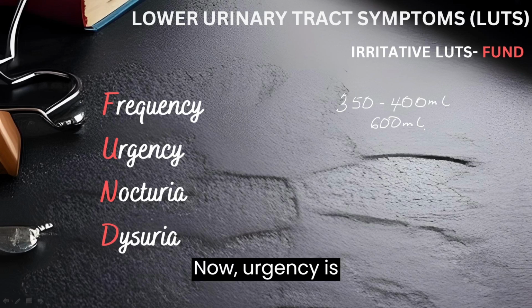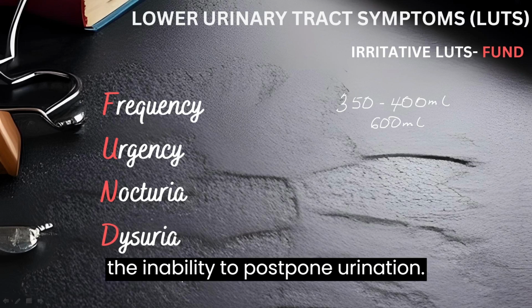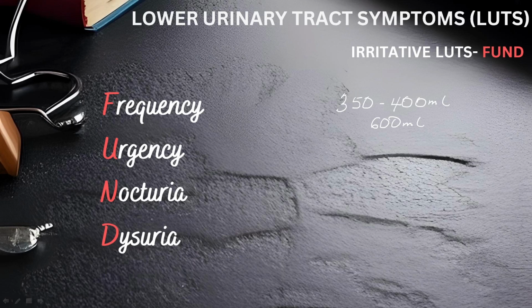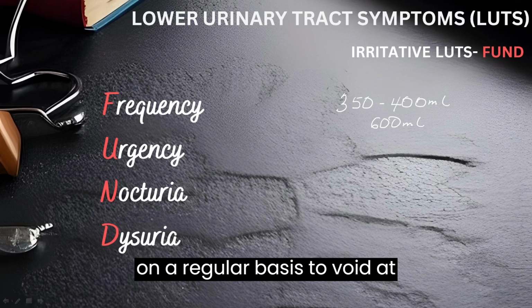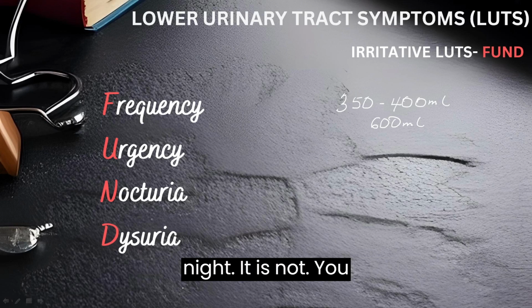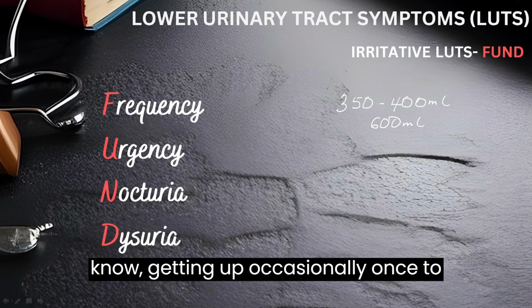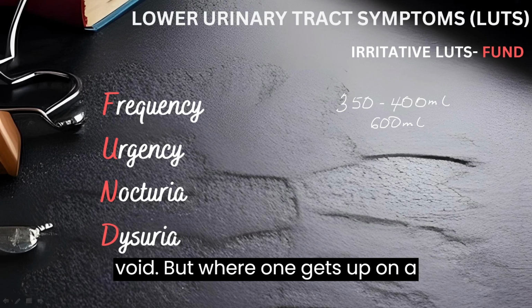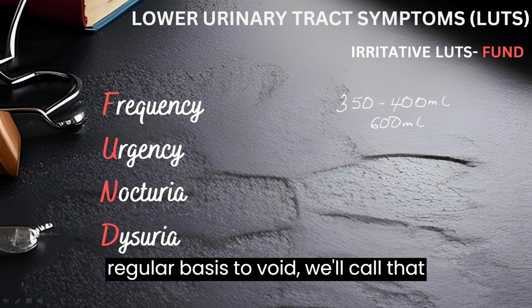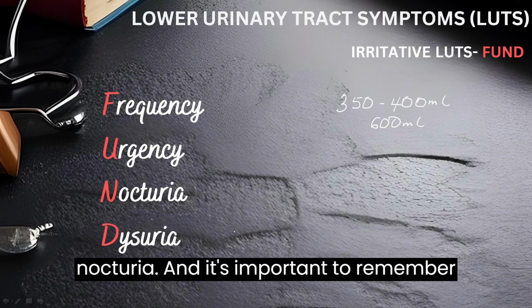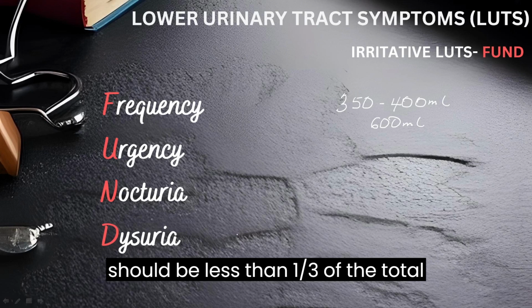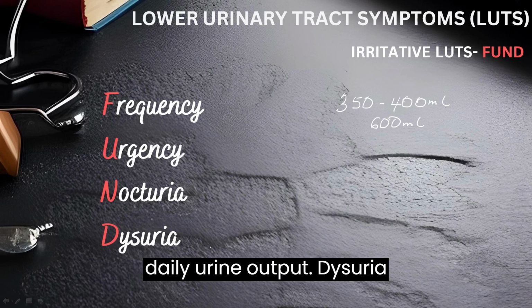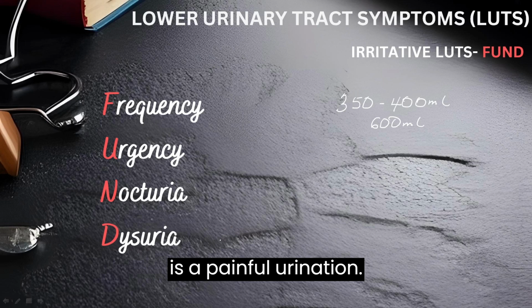Now, urgency is the inability to postpone urination. Nocturia is where one gets up on a regular basis to void at night. It is not getting up occasionally once to void, but where one gets up on a regular basis to void, we'll call that nocturia. And it's important to remember that the production of urine at night should be less than 1/3 of the total daily urine output. Dysuria is a painful urination.